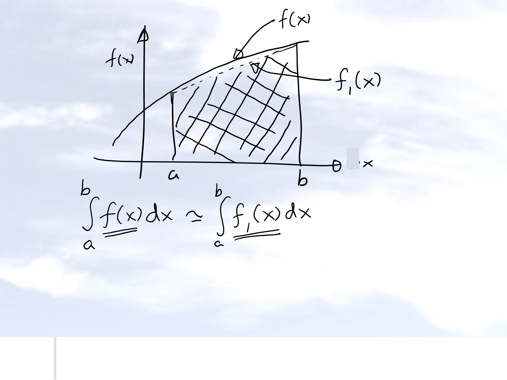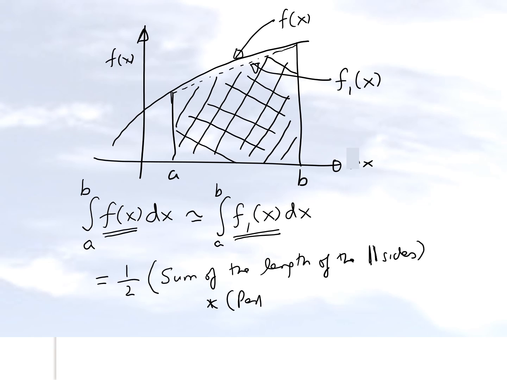And now this area is the area of a trapezoid, which is given as half of the sum of the length of the parallel sides. So these two marks are parallel sides, multiplied by the perpendicular distance between the parallel sides. And what you're going to get is 1/2.